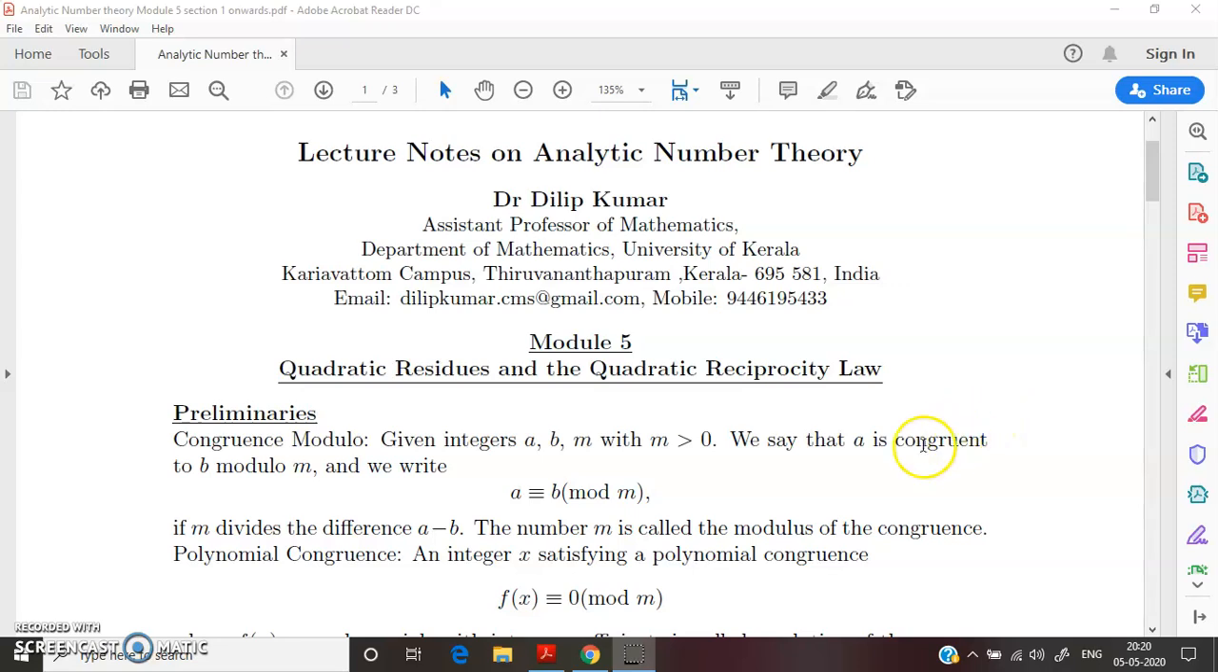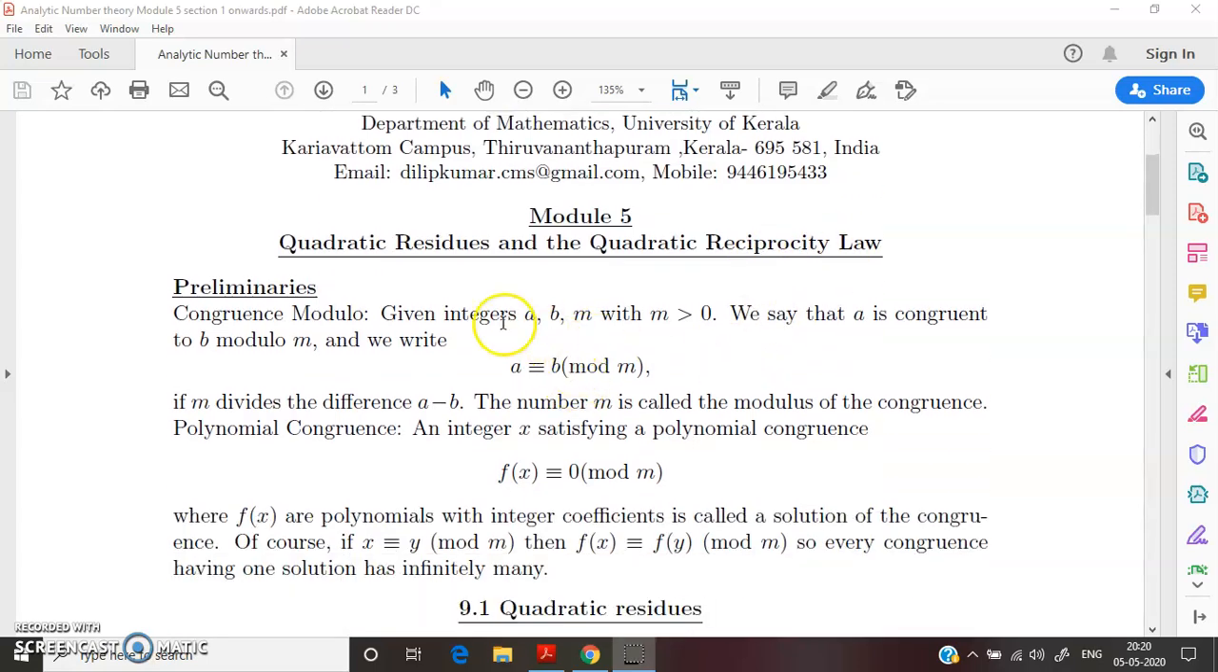Next, we will be discussing the new module that is quadratic residues and quadratic reciprocity law. In this, we will be mainly talking about the congruence and the quadratic residues. Before that, let us recall what is congruence modulo. I hope you have already learned about congruence modulo.